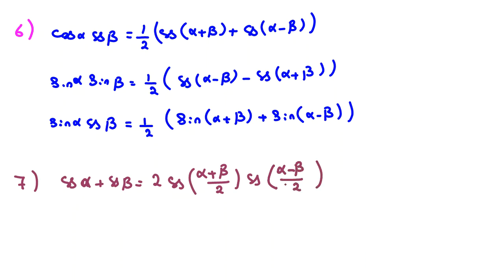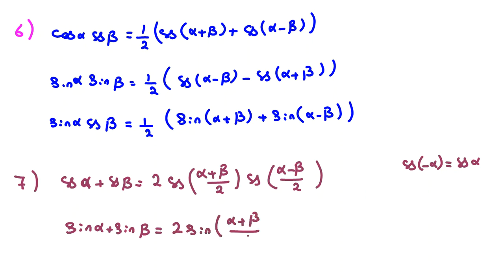Maybe you ask, why alpha minus beta? Why not beta minus alpha? Cosine of alpha minus beta equals cosine of beta minus alpha, because cosine of negative alpha equals cosine of alpha. Here, the left hand side is symmetric with respect to A and B, so here you can write alpha minus beta or beta minus alpha. Both of them are the same. Sine alpha plus sine beta equals 2 sine of alpha plus beta over 2 times cosine of alpha minus beta over 2.